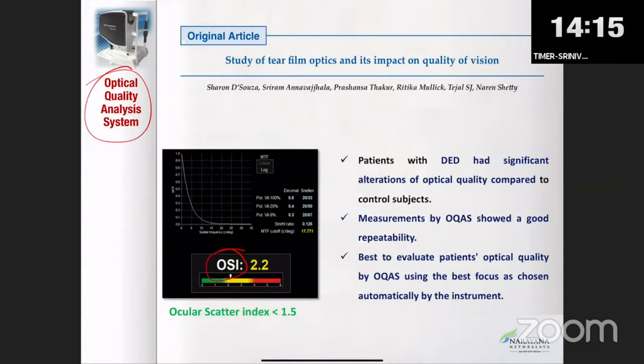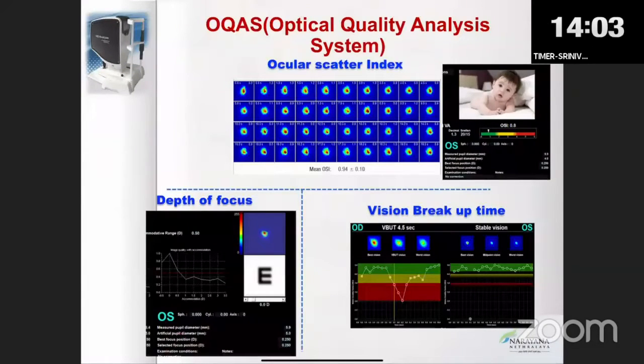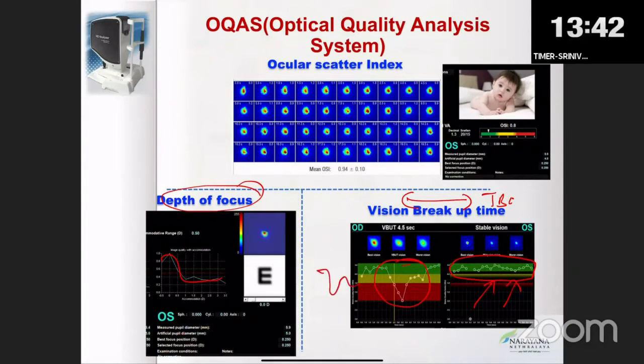But if you don't have it, if you are having a good tear film quality on your Schirmer's or TBUT, that itself would be a very good way to assess the quality of the tear film. But if you have access to it, today there are a lot of new technologies where, based on the tear film itself, it will tell you the depth of focus, the vision changes as it increases with your TBUT parameters. A good TBUT, a good vision keeps your tear film perfect. When your TBUT is fluctuating, you can see that there's a lot of variation out there.